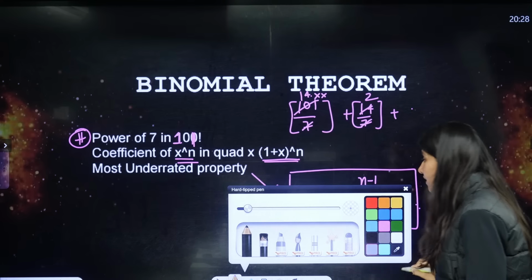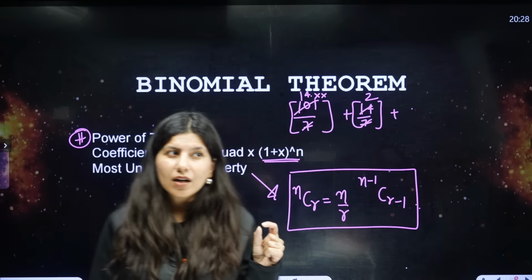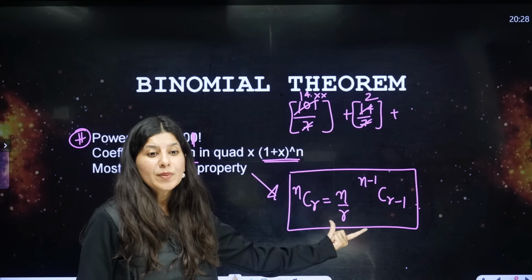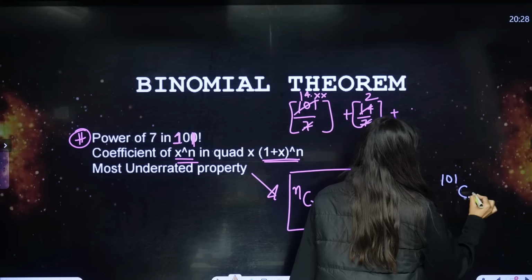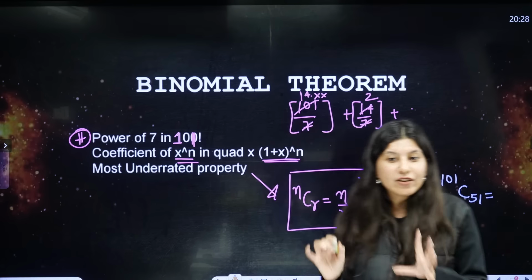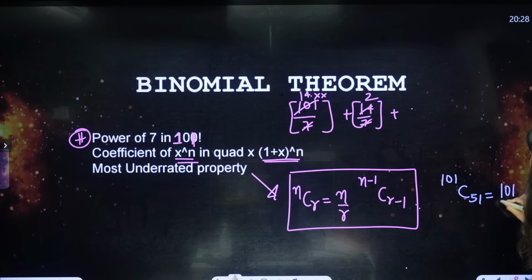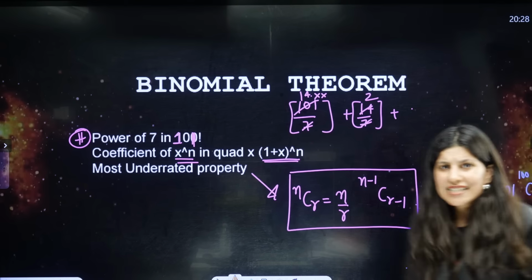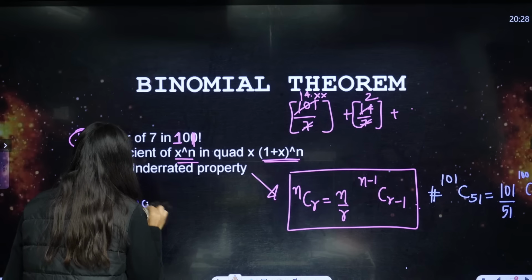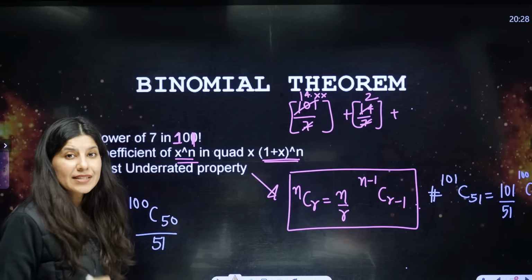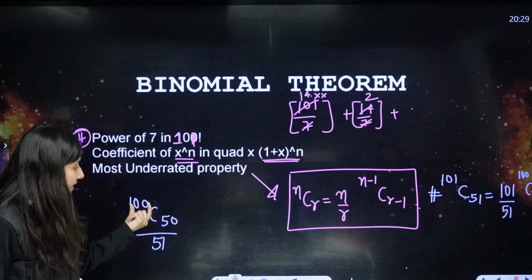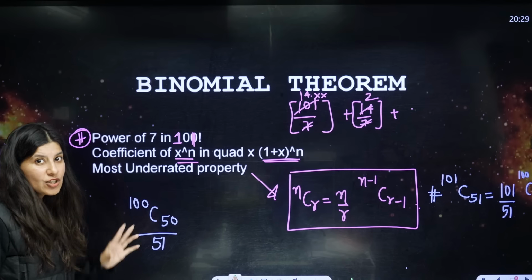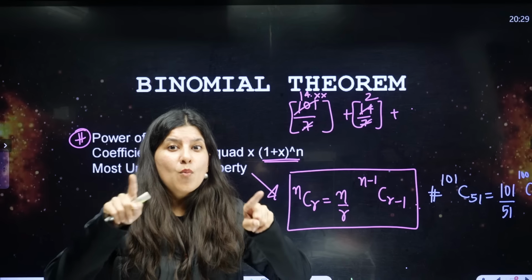And this is the reverse. You should be able to apply the reverse property, not this. If I ask you to write 101C51 and apply this property, everybody will easily do that: 101 by 51, this is 100C50. This is easy. But if I ask you 100C50 upon 51, you will be clueless what to do. So whenever you see nCr upon something or nCr multiplied by something, remember, reverse, most underrated property.